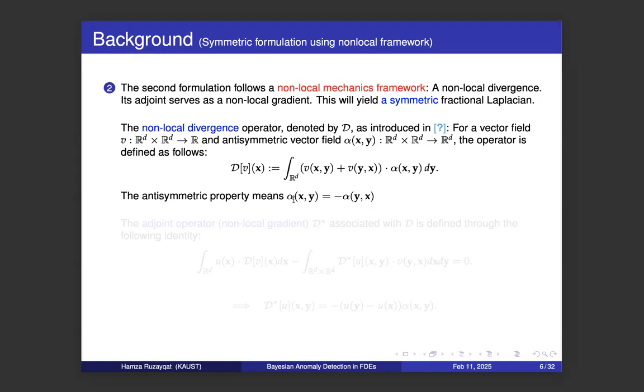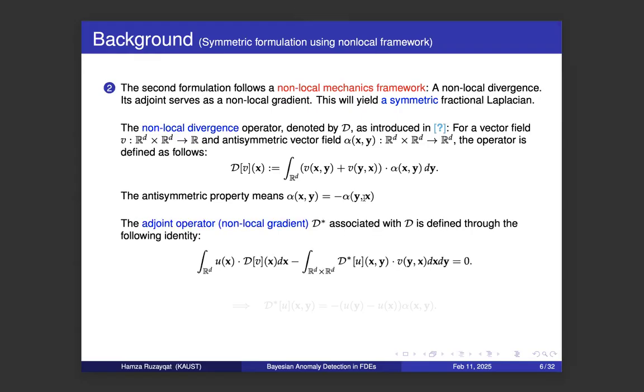And of course, symmetric means alpha xy equal alpha yx. But this is an antisymmetric vector field. The adjoint operator, which serves here as a non-local gradient and is denoted by D star, is defined through the following identity. So you have the integral of u times the divergence over Rd minus the integral over Rd times Rd of the adjoint on u times Vyx equals 0.